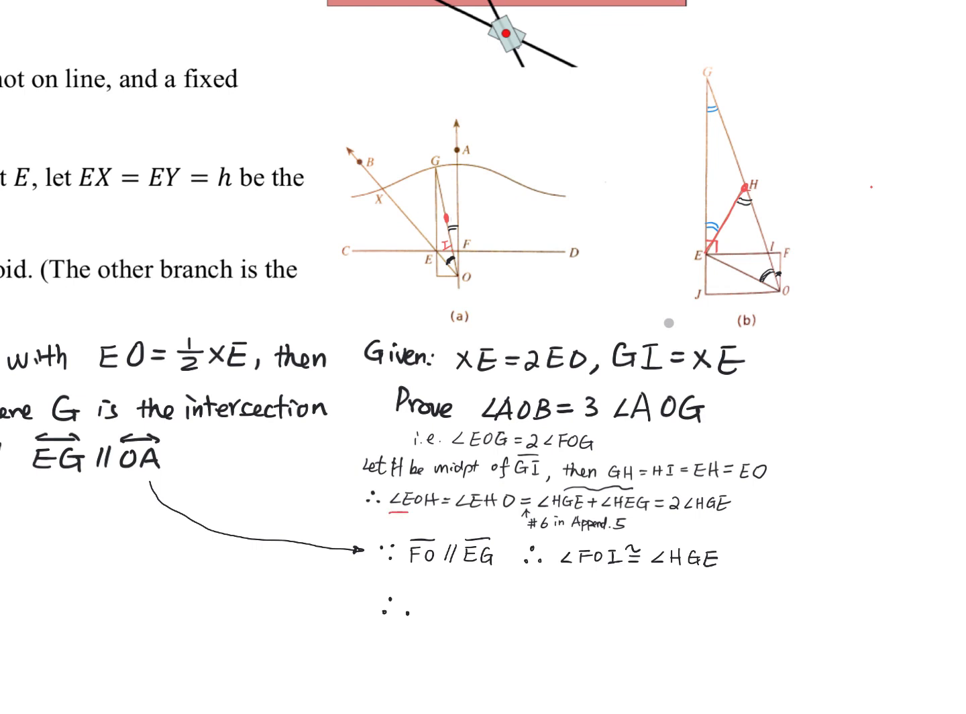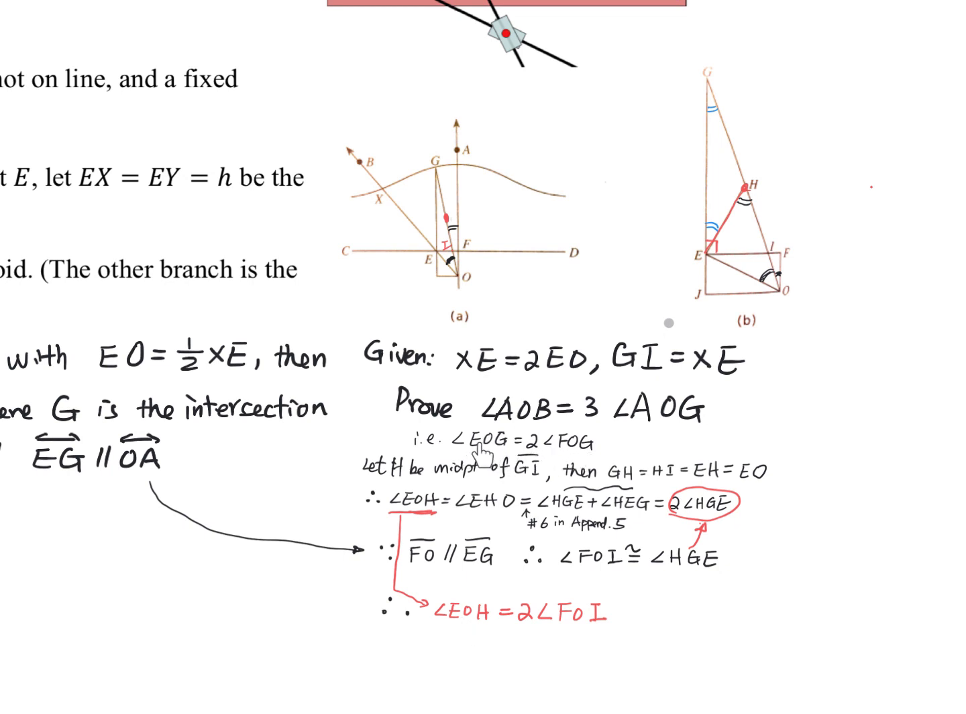Now, I would like you to begin with this angle EOH is equal to, here, this is the endpoint. So you know this is congruent, right? So EOH is equal to twice the HGE. And what is HGE? HGE is congruent to FOI. So twice the angle FOI. Okay. So I think that's what we want to prove.